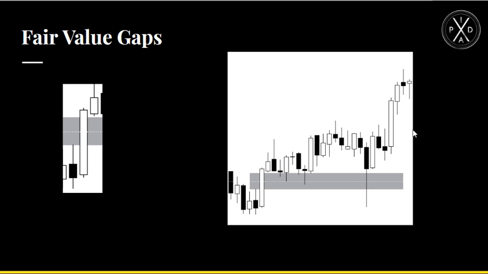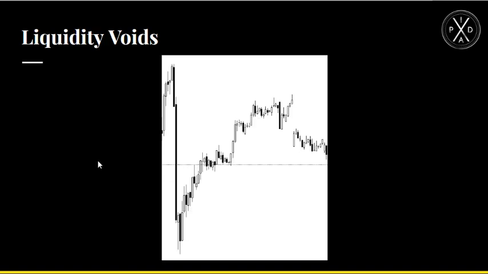Just for extra practice, you can see that we have a fair value gap there as well. I didn't highlight that, but you can see the reaction that we typically get from fair value gaps, as I mentioned right here. So yeah, those are fair value gaps. And now let's take a look at liquidity voids.